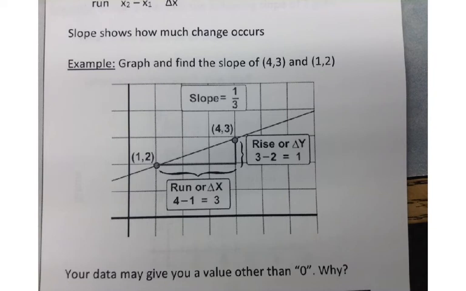Okay, so here's an example. Graph and find the slope of (4, 3) and (1, 2). So what I'm going to do is I'm going to go over 4: 1, 2, 3, 4. I'm going to assume in this graph that it would be increments of 1. This is your x value, and this is your y value. So over 4 up 3 would be at here.